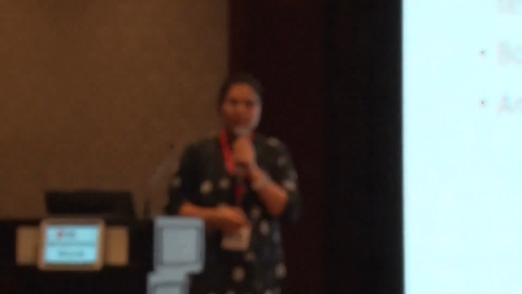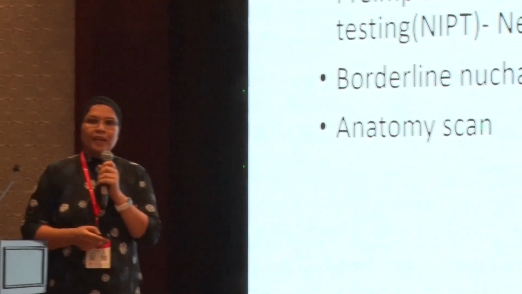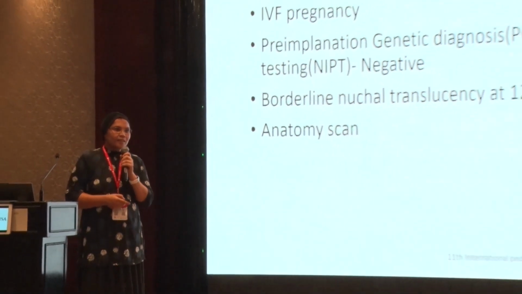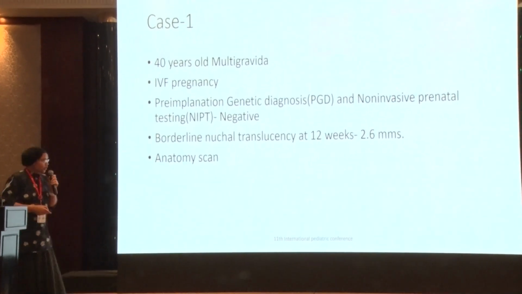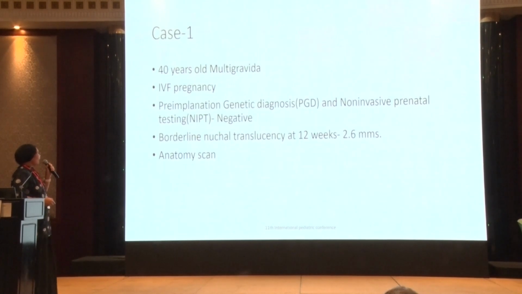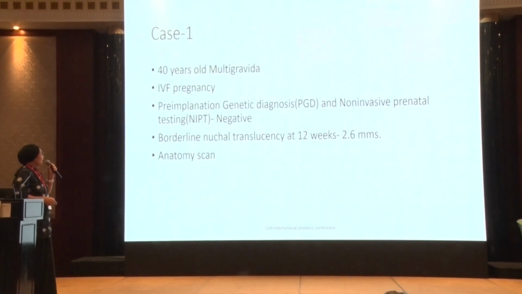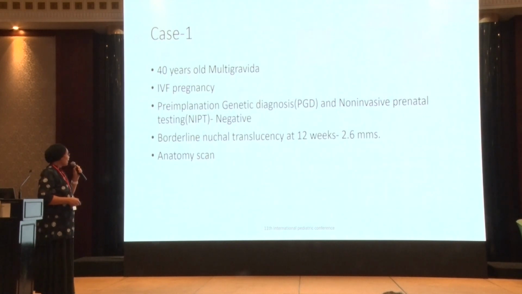As in any part of medicine, risk categorization is most important. While you see the patient, take a proper history and see to what extent you have to go in that particular patient. So this is the history of the patient: 40 years old, multigravida, IVF pregnancy. She had pre-implantation genetic diagnosis and non-invasive prenatal testing.